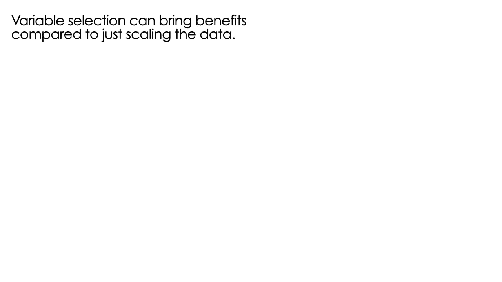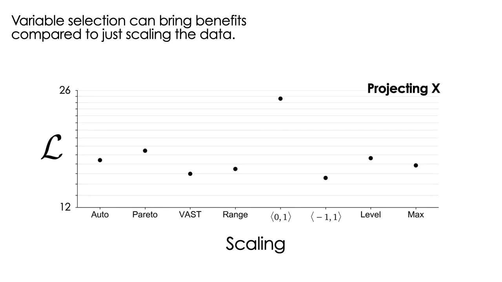Now we have observed that performing the subset selection can bring benefits compared to just scaling the data. So here I'm showing costs on the y-axis for various projections of the same data set, but pre-processed with different scaling techniques. So on the x-axis, you can see different scaling techniques. And you can see that some scaling techniques, such as the 0-to-1 scaling, result in high costs. So those are not good choices for that particular data set.